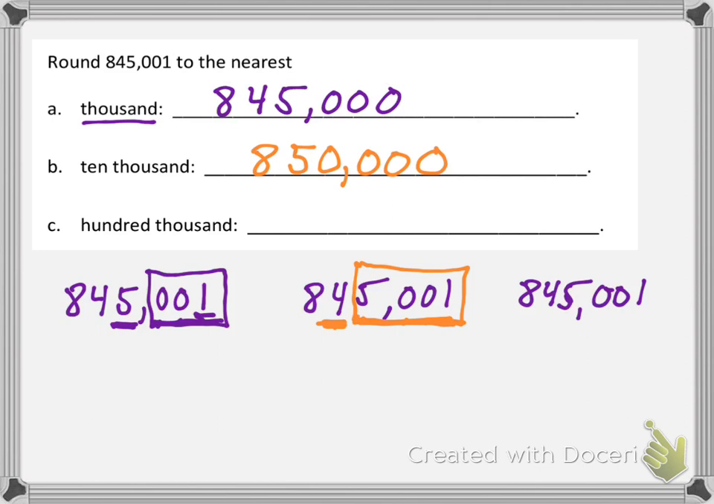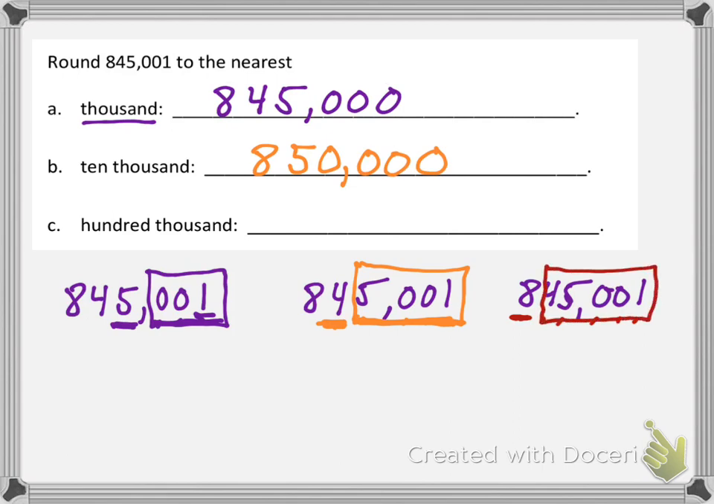And our last one, we're rounding to the 100,000. So let's go through each place. This is the ones, the tens, the hundreds, the thousands, the 10,000s. Here it is, the 100,000s. The 8 is in the 100,000s. Now we need to look at all this information to the right of the 8.